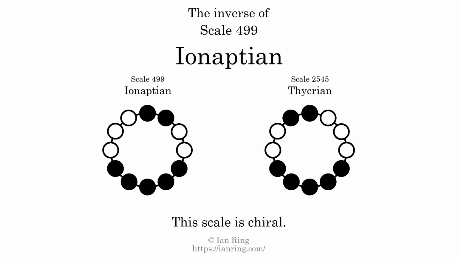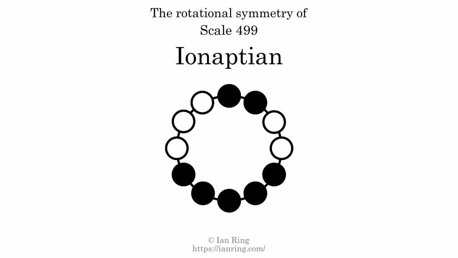The inverse of a scale is a mirror image. It is what you get when the sequence of intervals is reversed. The inverse of this scale is scale 2545, also known as Thykrian. This scale is chiral. It cannot transform into its inverse by rotational transformation. This scale has no rotational symmetry.